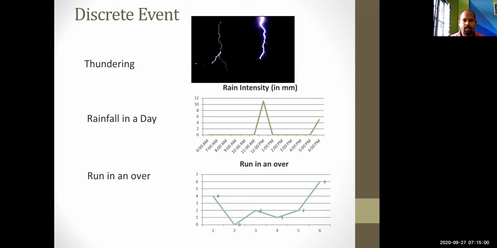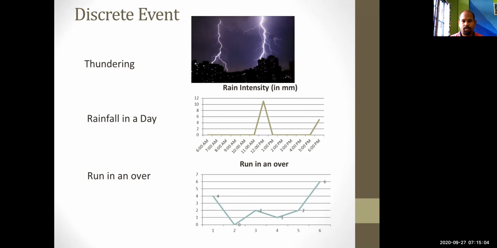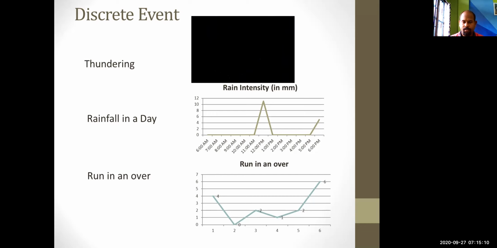First one is thundering. Thundering, as you know, comes very rarely. It's not a frequent event, and basically it's not a continuous event.